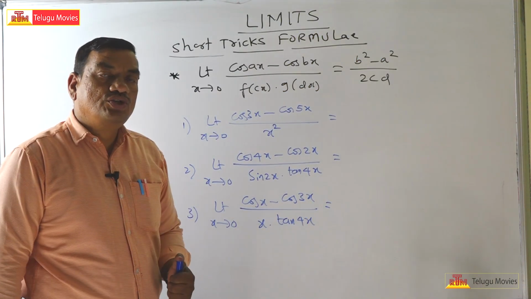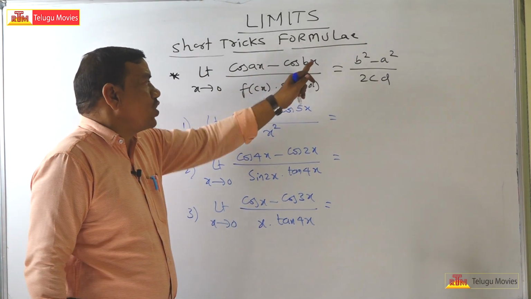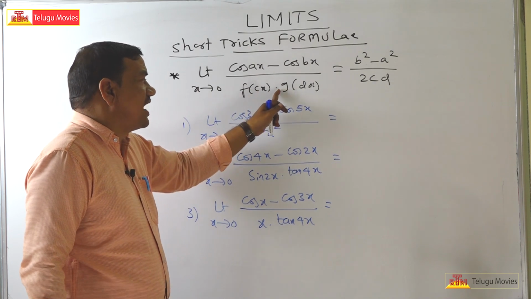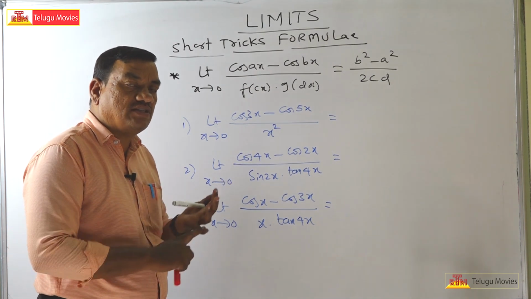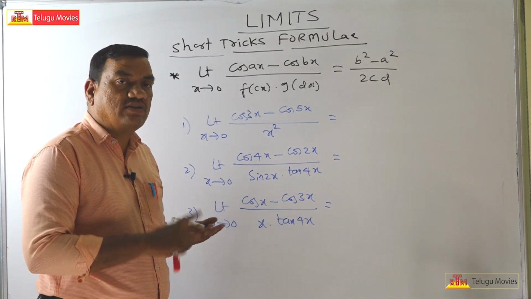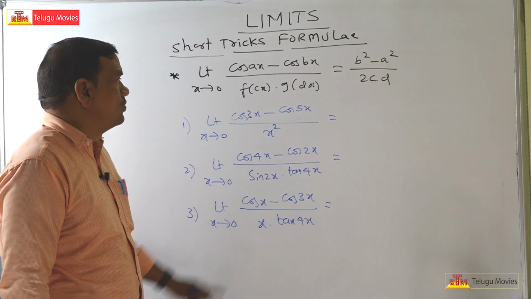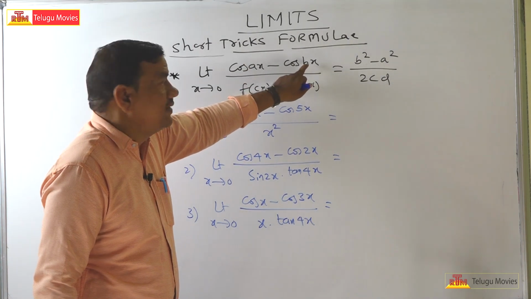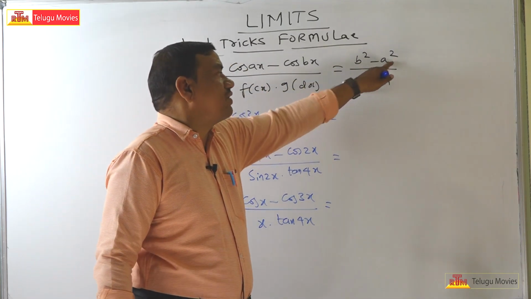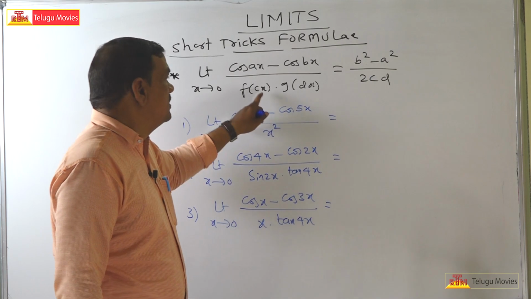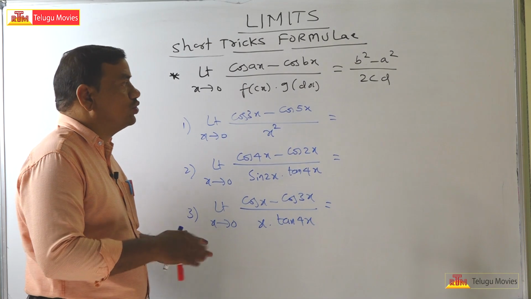Let us see one more short trick formula. That is limit x tends to 0, cos ax minus cos bx upon f of cx times g of dx. Here f of x and g of x are functions, either x, sin x, tan x, sin inverse of x or tan inverse of x. Only then will this short trick work. So for cos ax minus cos bx, the answer is b square minus a square, second minus first, upon 2 times c into d, the x coefficients of the denominator functions.